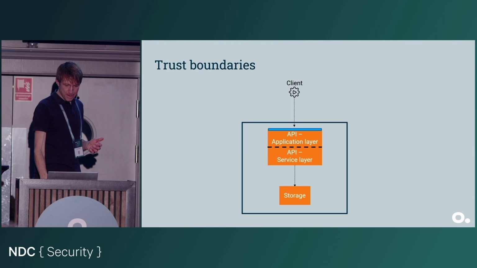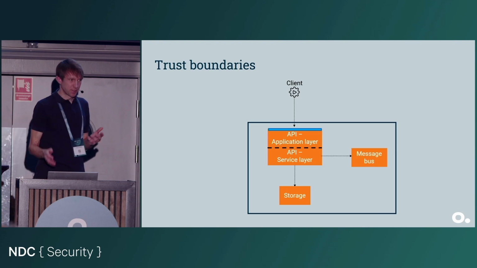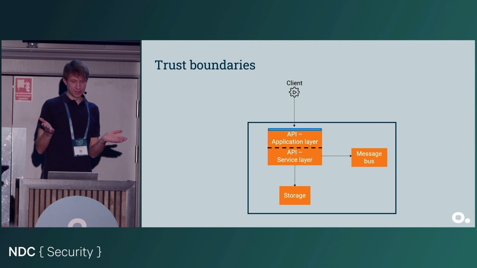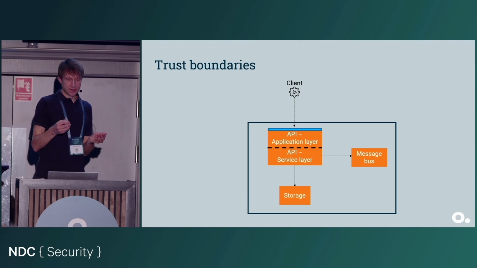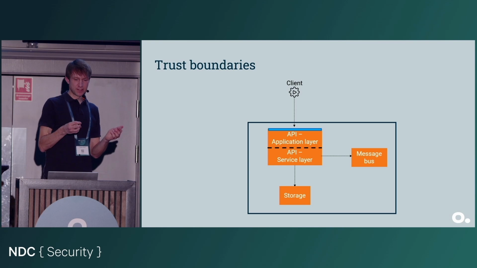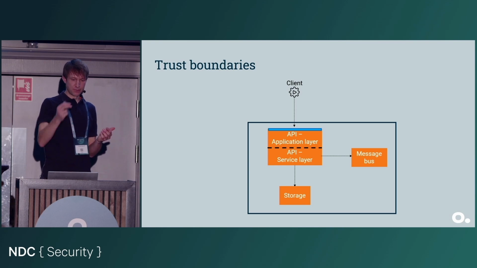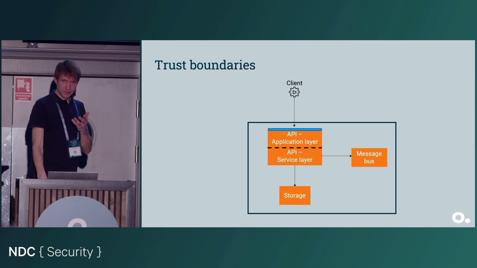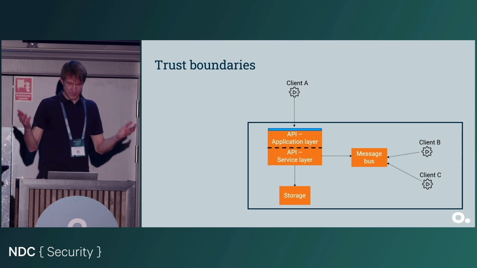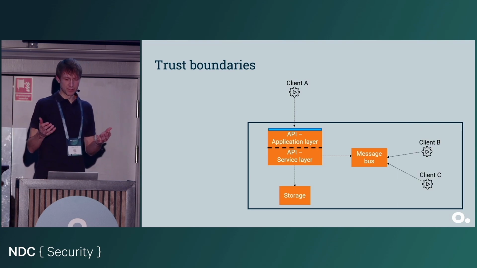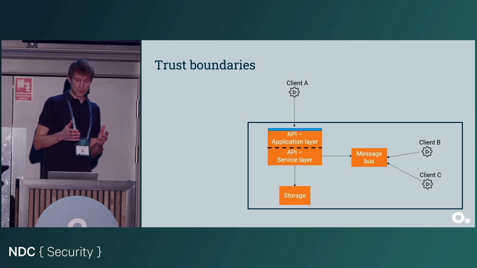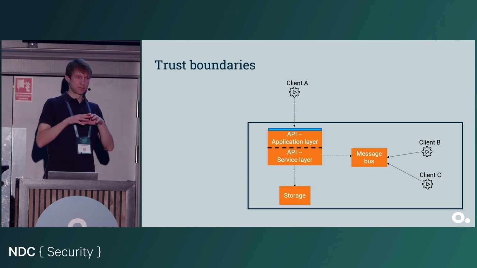But then we add this message bus, and then our trust boundary grows because the message bus listener just uses the domain logic and the service layer. It doesn't go through the API, the application layer there. So that's included in our trust boundary as well. And in larger organizations, there can be a lot of clients putting messages on the bus. So this might simply be too weak for us. We can't have this big trust boundary.